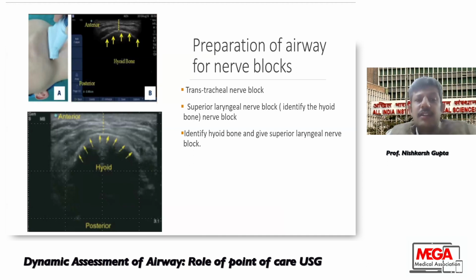We can identify the hyoid bone using ultrasound by placing the linear probe here. Then we can see this classical structure, the hyoid bone, which is usually easy to see. We can identify the cornu and deposit the drug here. It has been shown that the success rate of the block increases immensely if you use ultrasound to give a superior laryngeal nerve block.